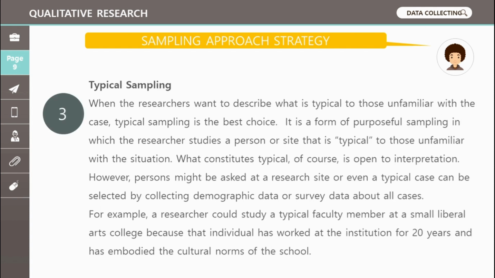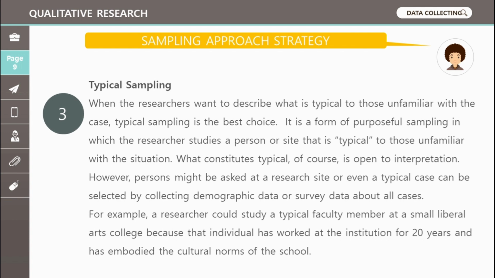The third strategy is typical sampling. When the researchers want to describe what is typical to those unfamiliar with the case, typical sampling is the best choice. It is a form of purposeful sampling in which the researchers study a person or site that is typical to those unfamiliar with the situation. What constitutes typical, of course, is open to interpretation.